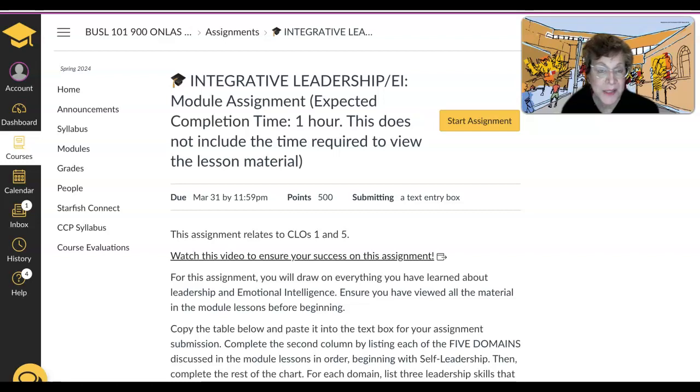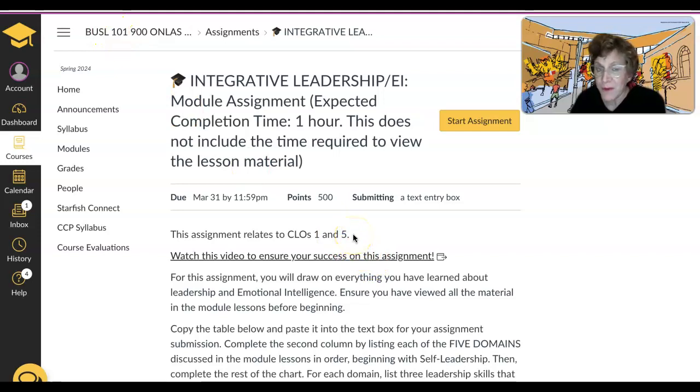Hi everyone, it's Dr. Circus, and I want to spend some time going over this last assignment in the Integrative Leadership module to make sure that you fully understand the Integrative Leadership model and emotional intelligence and how the two work together, all right? So let's take a look at what you need to do.